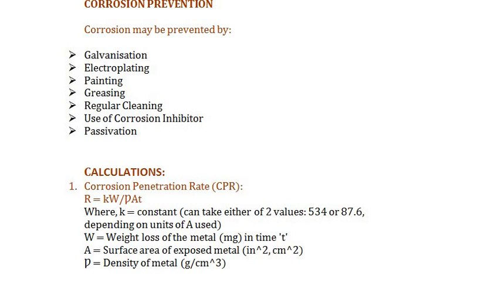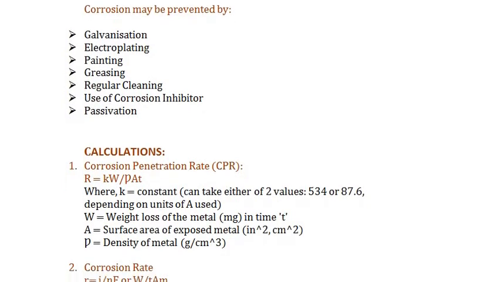Even if you have a metal tube and not all of it is exposed to the atmosphere, then when you are calculating your surface area, you're not going to use all the 6 sides and edges and so on and so forth. And it is typically measured either in inch square or centimeter square. Then there's the density of metal, which is usually used in gram per centimeter cube.